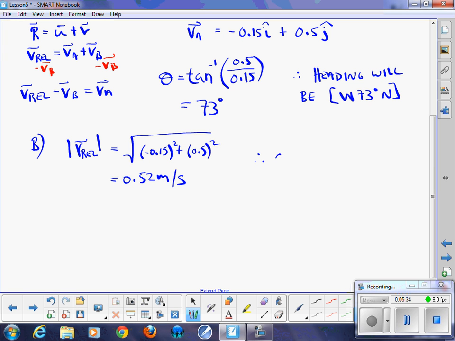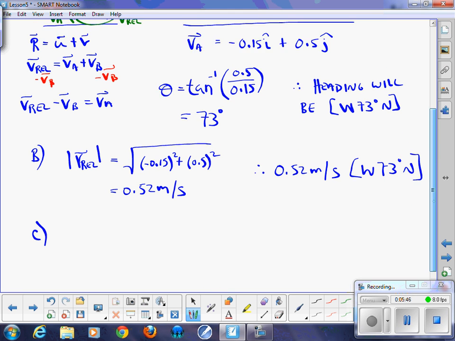So therefore, it's 0.52 meters per second, and I'll put the direction in because we were talking about velocity. And the final one is how long is it going to take the person to cross the conveyor belt if they run that way?